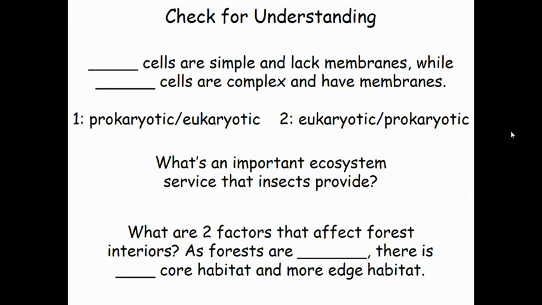What are 2 factors that affect forest interiors? As forests are more blank, there is blank core habitat and more edge habitat. Take a look at number 7. Yeah, so as forests become more fragmented, there's more edge habitat. Beg your pardon, there's less core habitat and more edge habitat. Moving around to the next one in 5, 4, 3, 2, 1.